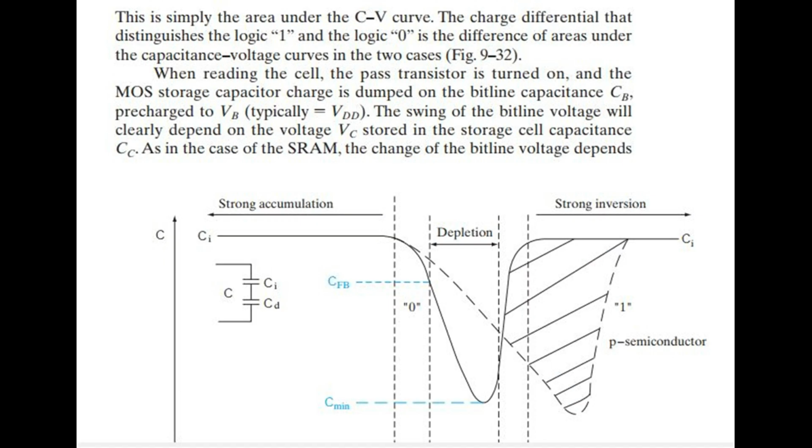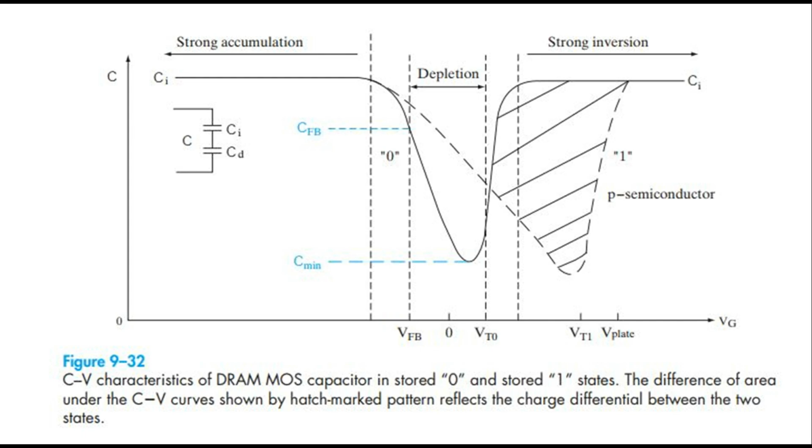When reading the cell, the pass transistor is turned on, and the metal oxide semiconductor storage capacitor charge is dumped on the bit line capacitance CB, pre-charged to VB, typically equal to VDD. The swing of the bit line voltage will clearly depend on the voltage VC stored in the storage cell capacitance CC. As in the case of the SRAM, the change of the bit line voltage depends on the capacitance ratio between the bit line and the cell.